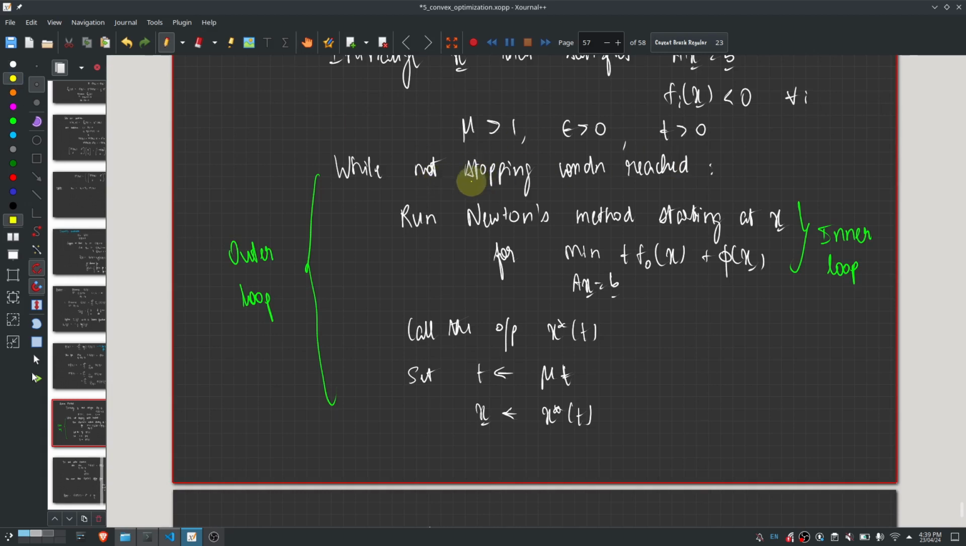So this stopping condition is just m by t is less than or equal to epsilon. So as long as m by t is greater than epsilon, we keep running this. Okay?